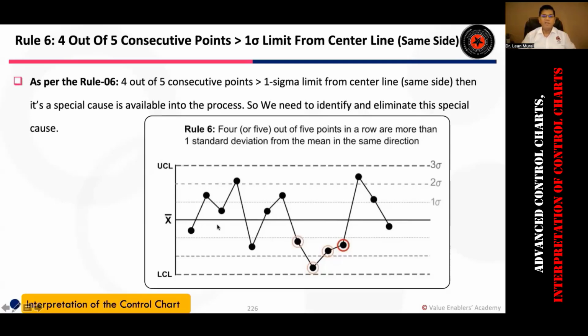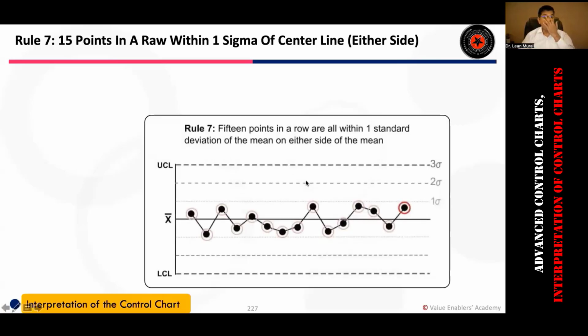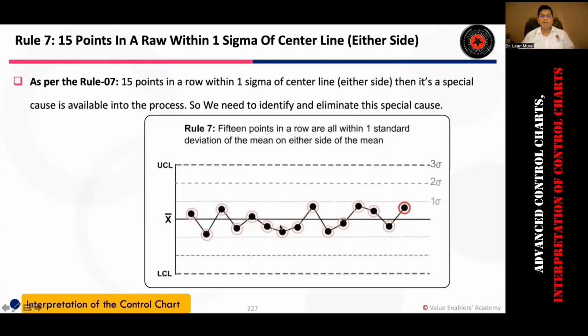If R6 is clear, we need to identify such special causes in these cases as well. Okay, rule number 7 is 15 points in a row. I'm sorry, there's a spelling mistake. 15 points in a row within 1 sigma of the center line. Okay, within 1 sigma. This is 1 sigma. 15 points in a row within 1 sigma is statistically not possible, and hence there is something wrong happening. There is a special cause. We need to identify and eliminate them. Please type R7-CC in the chat box if rule 7 is clear.